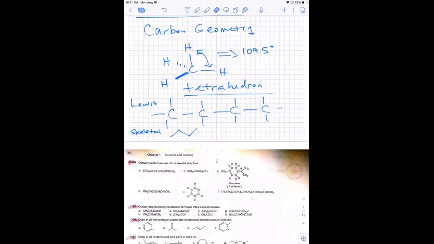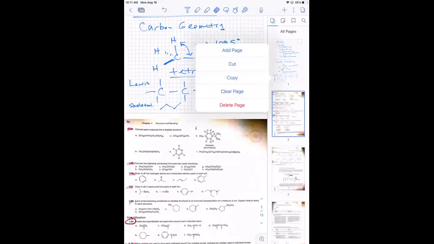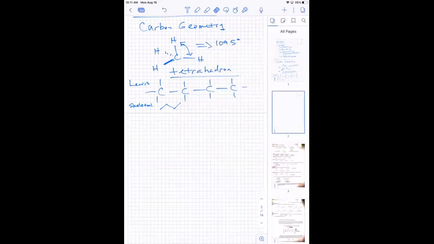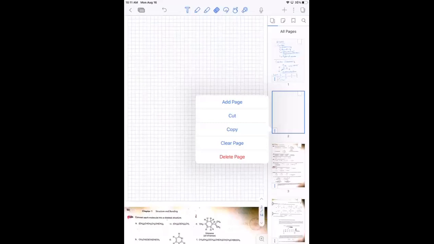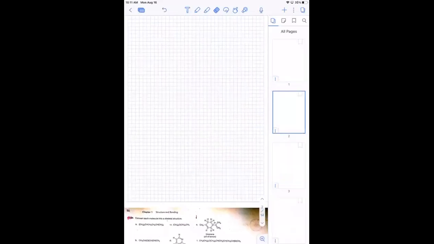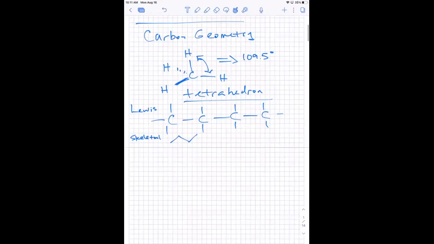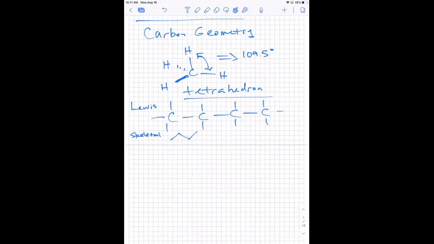But this is why we write it as a skeletal form, because of the geometry. But the interesting thing about carbon is that it can adopt different geometries based on what it is bonded to, like how many bonds it has to it, right? How many bonds can carbon form, period? What's the maximum number of bonds it can form? Anybody? 4. I heard it, but can you speak up a little? 4. Maximum number of bonds is 4, right?